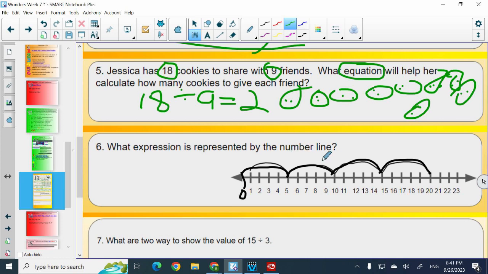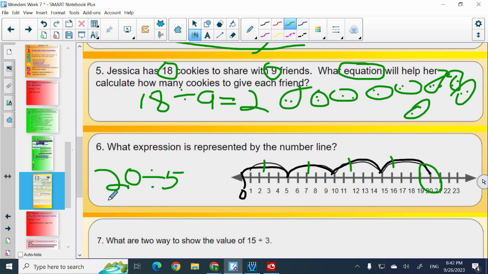Well, an expression, remember, most likely will not have an equal sign. Well, when you're talking about division, you always start with the larger number. So we ended on 20, so that goes over here on the left. And then what we're going to do is we're going to count the jumps. 1, 2, 3, 4. And that would be your expression.